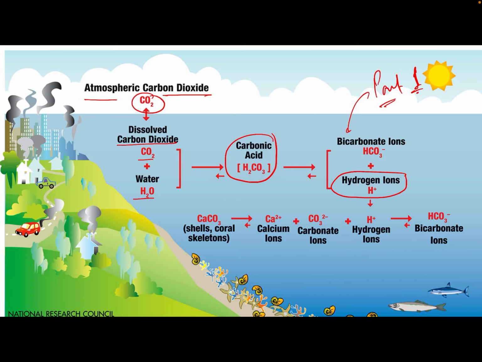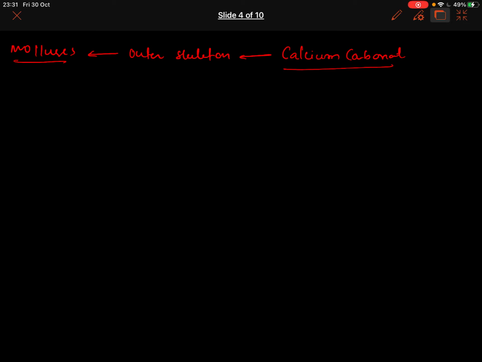Now there are some animals such as, say, mollusks. So they form outer skeleton, and this outer skeleton is made up of calcium carbonate, or to be precise, there is a form of calcium carbonate called as aragonite. It is made up of that. Fine.